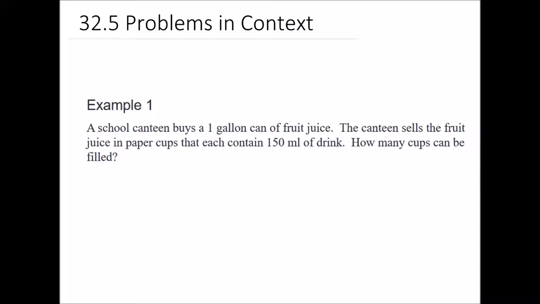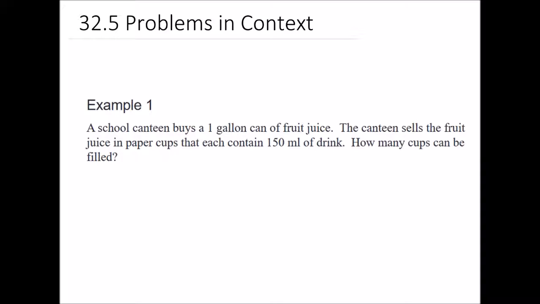So in the first example, a school canteen buys a gallon of fruit juice and it sells the fruit juice in paper cups that contain 150 millilitres of drink. So how many cups can be filled? So the first one we're going to need to know is how to get from gallons to millilitres.